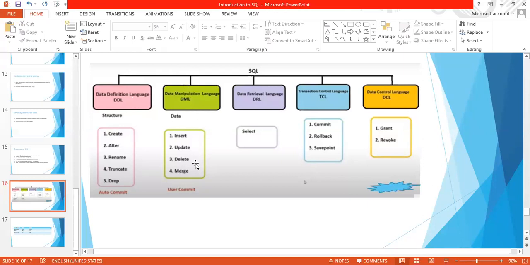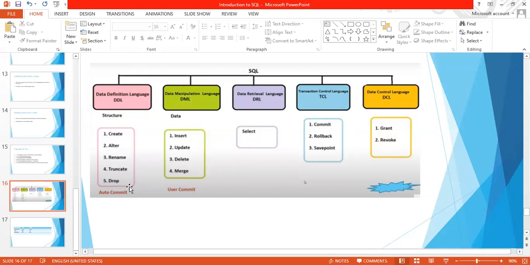Whenever you want to insert data into a table, first we will create a table. We will allocate the columns, and within those designated columns, we will be inserting the data. For inserting, we will be using the insert command. Insert, update, delete, and merge come under DML operations, which stands for data manipulation language.